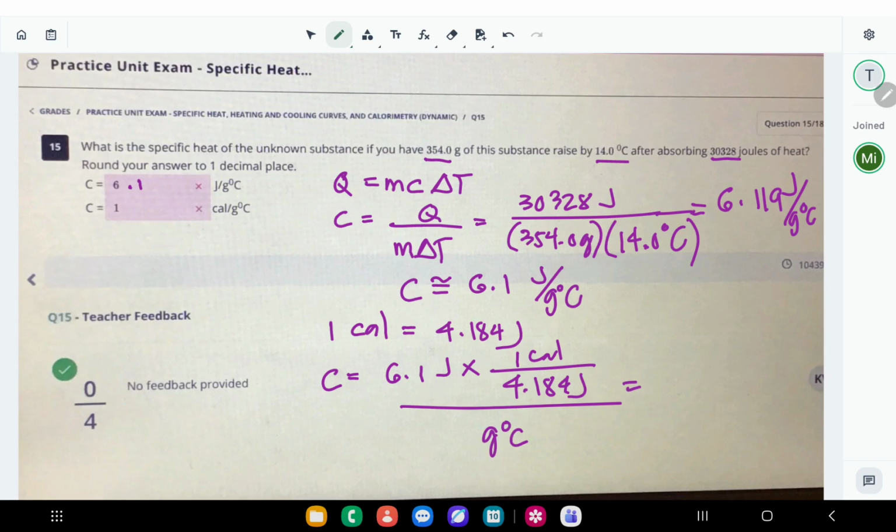So that is 6.1 divided by 4.184. So that is 1.458 calories per gram degree Celsius. It says only 1 decimal place, so this is 1.5. That is not okay. It should be 1.5 here. See, you almost got the correct answer, or actually you got the correct answer, it's just you didn't follow the instruction.